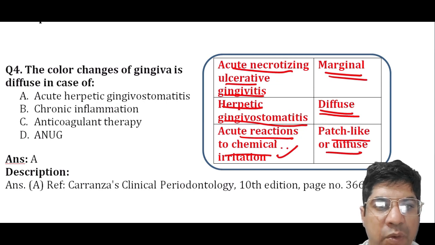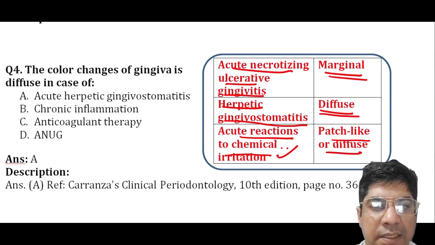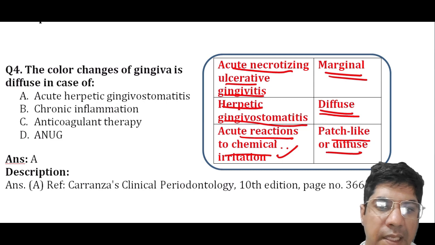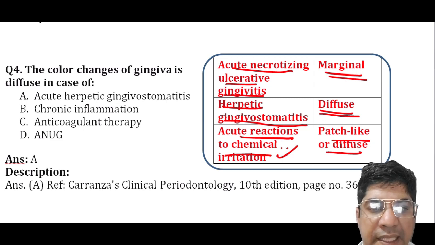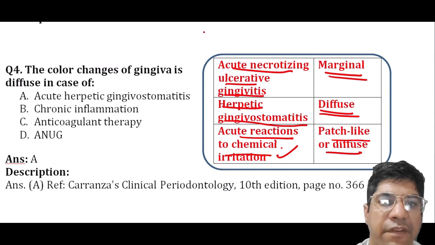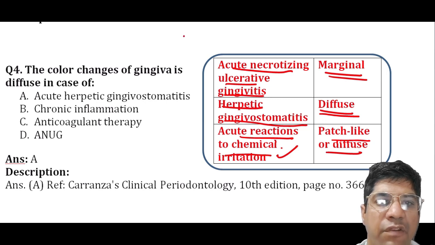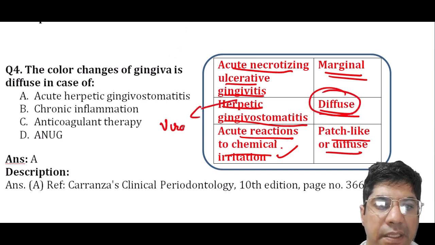In the case of acute herpetic gingivitis, the color changes in the gingiva are typically diffuse. This condition is characterized by inflammation and the presence of oral sores. In acute gingival inflammation, the color can vary in nature and distribution. The diffuse color is the result of a widespread inflammatory response that is triggered by the viral infection.